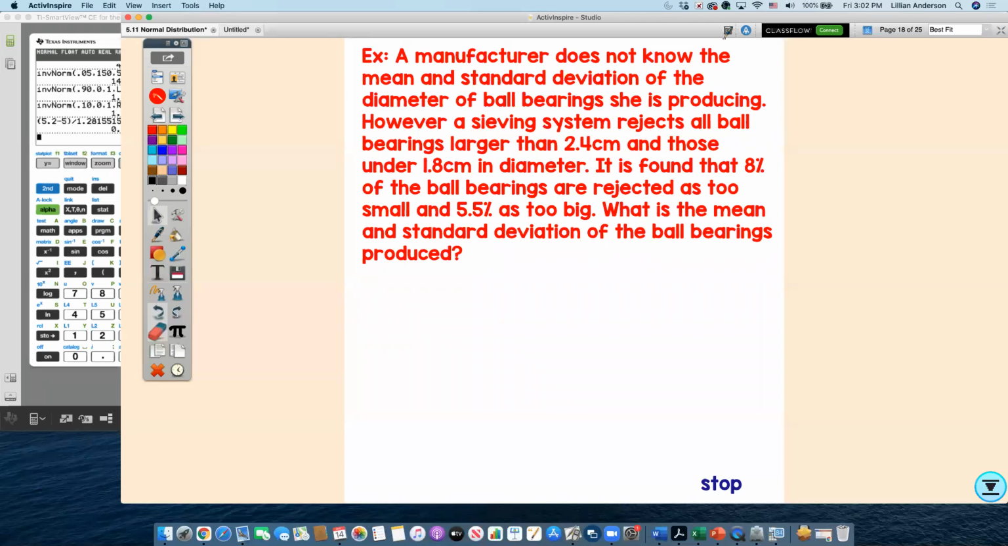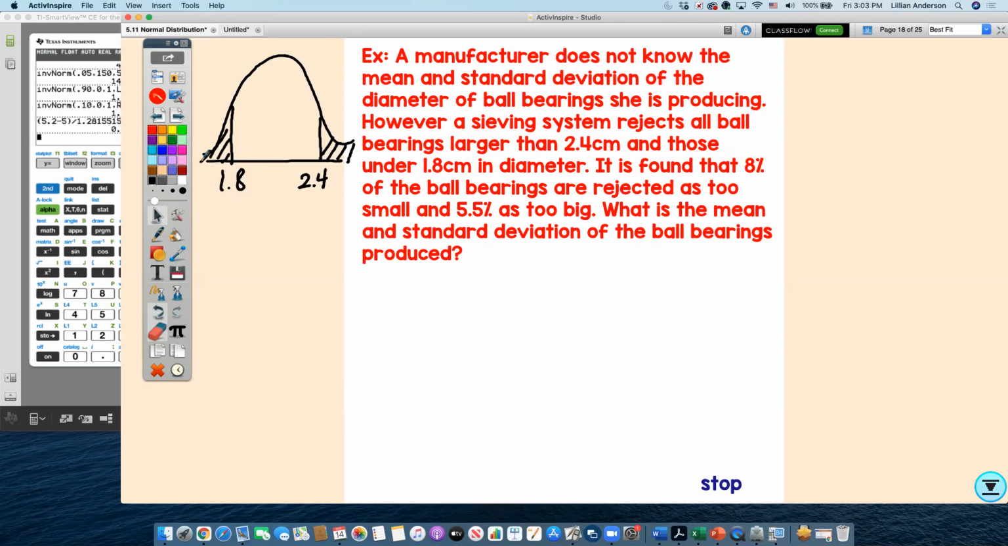The manufacturer does not know the mean nor the standard deviation of the diameter of a ball bearing she is producing. So she knows no mean, no standard deviation. However, the machine that rejects balls says that it will reject all ball bearings that are larger than 2.4 centimeters and those that are under 1.8 centimeters. So what does that look like? If it's over 2.4, she rejects. And if it's under 1.8, she rejects.